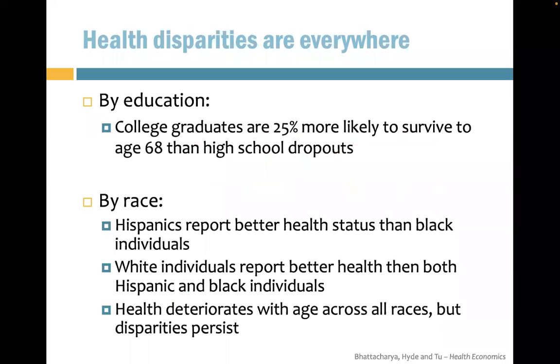Another example, if we look at education, we know that college graduates are 25% more likely to survive to age 68 than high school dropouts. By race, Hispanics report better health status than Black individuals. White individuals report better health than both Hispanic and Black individuals. Health deteriorates with age across all races, but these disparities persist.